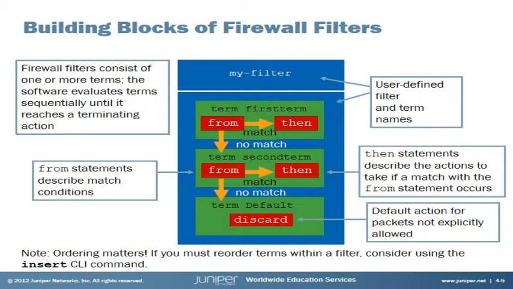So we've got one or more terms, and software evaluates the terms. We have the from statement, which is the match. We've got the then statement, which is the action, and we've got a bunch of terms. Now, one thing to be aware of is that there is a default discard in a firewall filter. So if nothing matches, then everything is rejected. It's basically how it works. If I don't get a match, the filter will stop all traffic.